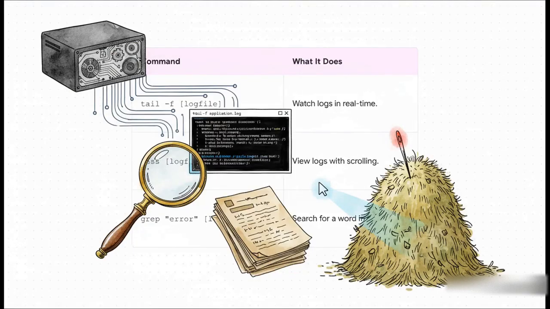Your first stop should always be the logs. They're like the black box flight recorder for your apps. The tail -f command is amazing. It lets you watch a log file live as things are happening. For digging through older stuff, less lets you scroll through massive files easily, and grep is your search tool for finding that one needle in the haystack, like the exact word error.